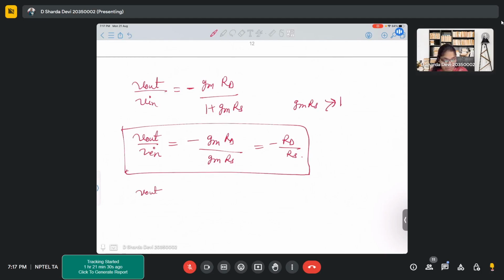So finally we have got that V out by V in is minus Rd by Rs. It was mentioned that V out by V in is how much? Minus 5, which is Rd by Rs. So minus Rd by Rs. So we found out that Rd is 5 times Rs. This is clear to us.